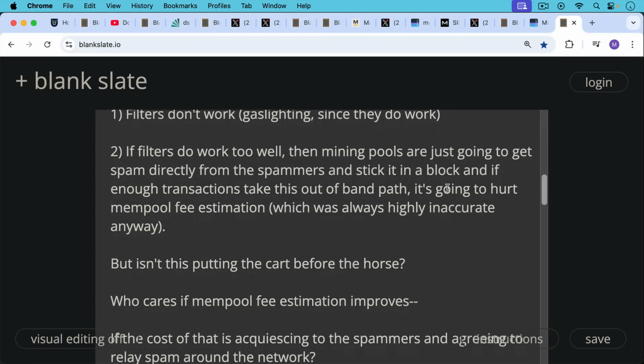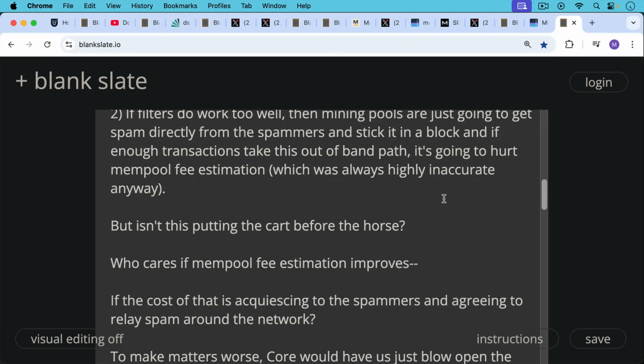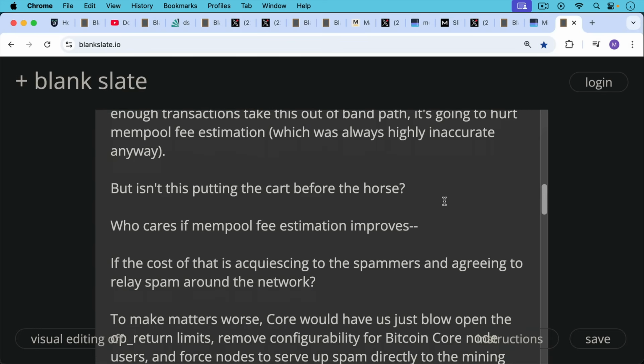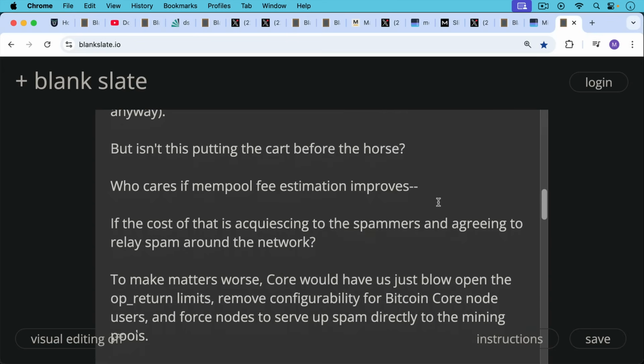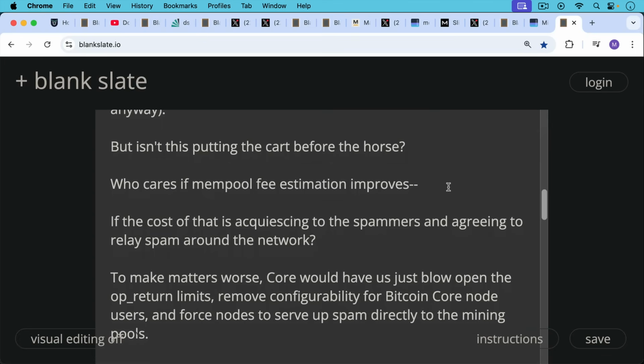Who cares if mempool fee estimation improves if the cost of that is acquiescing to the spammers and agreeing to relay spam around the network? And to make matters worse, Bitcoin Core would have us just blow open the upper turn limits. That's clearly their goal here. They've already increased them over 1,000 times. Core would remove configurability for Bitcoin Core node users when it comes to upper turn. That's what their plan is.